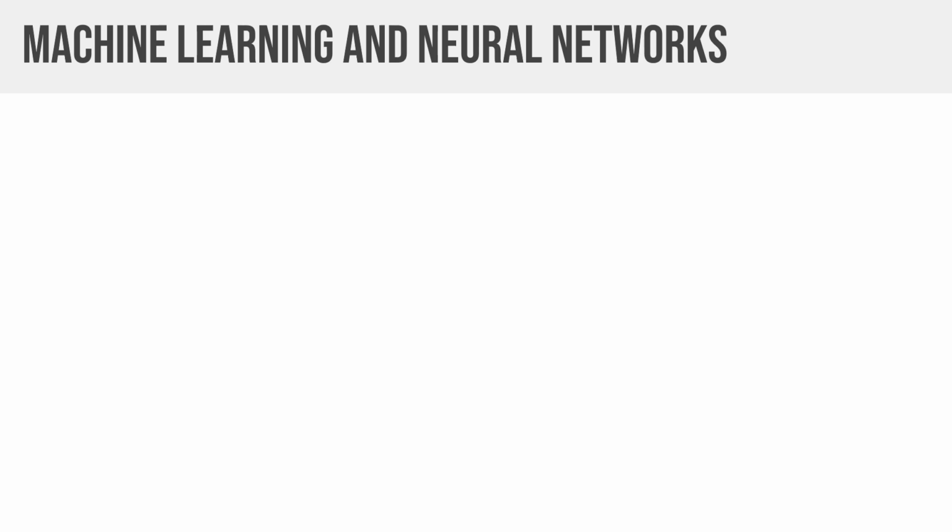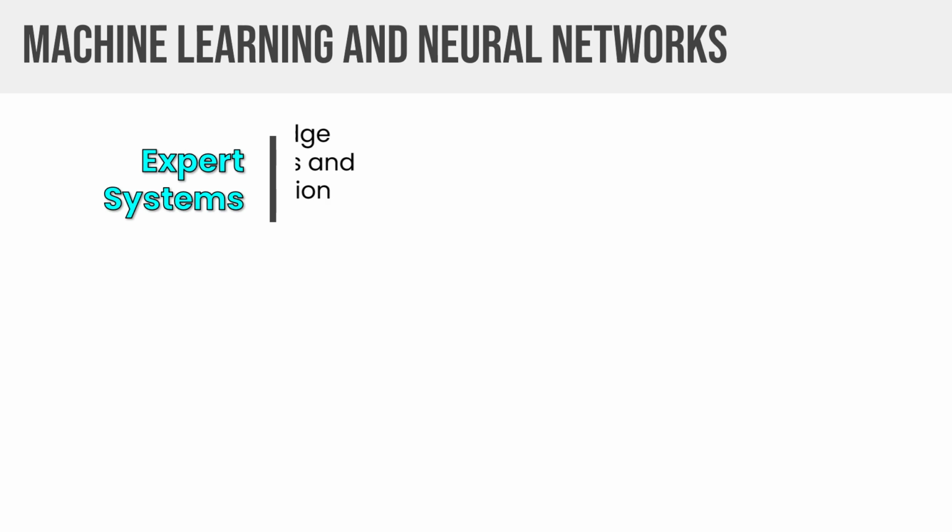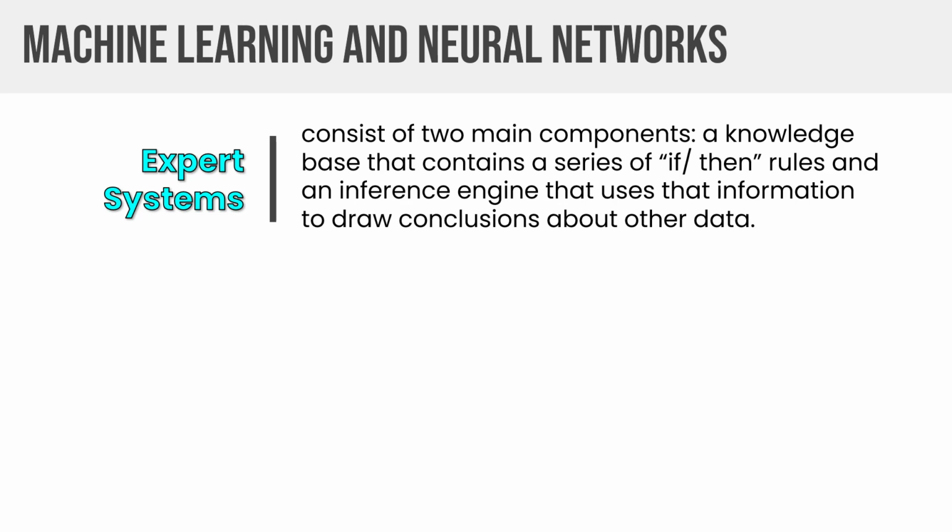So, machine learning and neural networks. You'll be expected to have some fundamental knowledge here of a few terms. Let's start with expert systems. Expert systems consist of two main components. There's a knowledge base that contains a series of if-then type rules and an inference engine that uses that information to draw conclusions about other data. Essentially you have the knowledge base that contains vast numbers of records of information, and then you have the inference engine that evaluates that knowledge to draw conclusions.